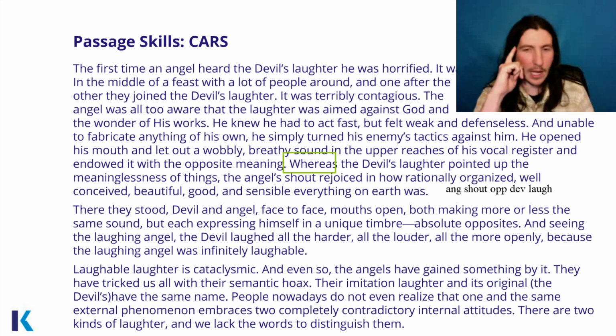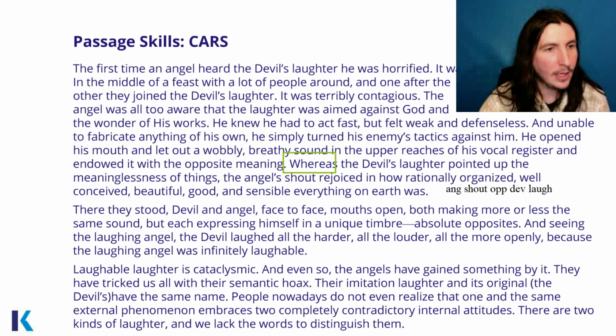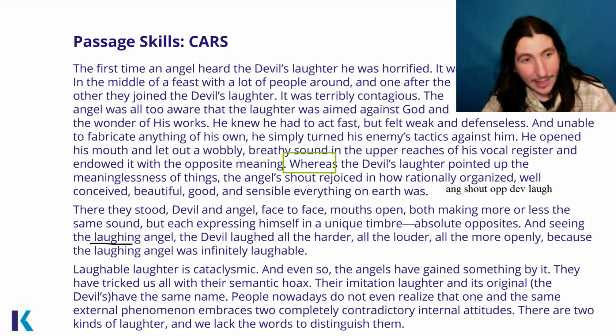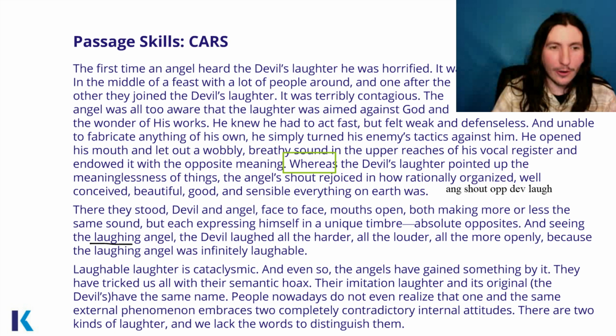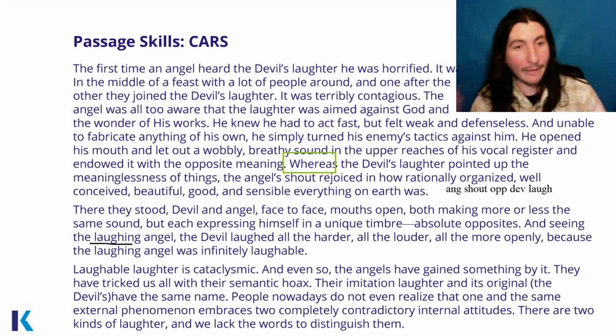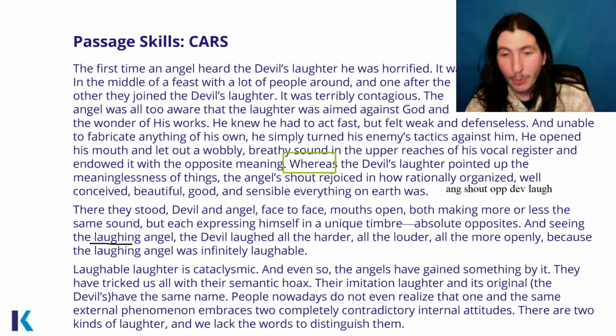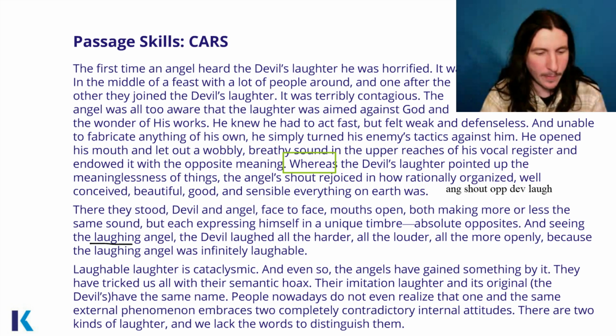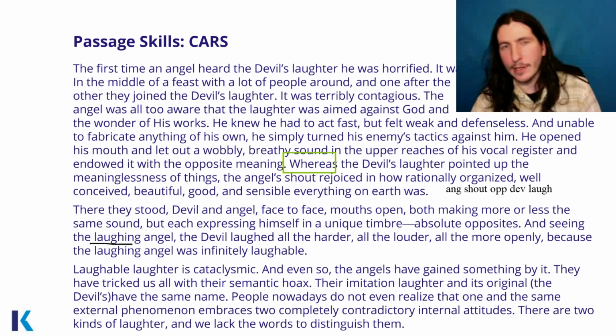So going on, this next paragraph seems useless at first. It accomplishes one thing for us. It tells us that the angels' shout is actually laughter, is another laugh. "Seeing the laughing angel, the devil laughed all the harder, all the louder, all the more openly, because the laughing angel was infinitely laughable," is one of my favorite sentences to read. It's pointless other than communicating to you that the angel's shout is actually laughter. So this paragraph is about a laugh-off between an angel and a devil.